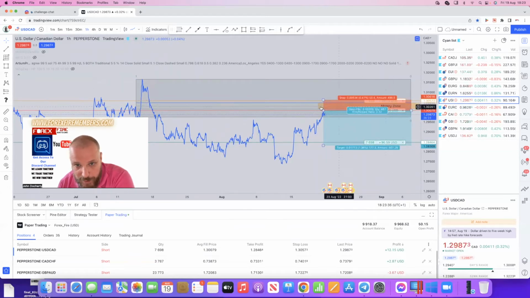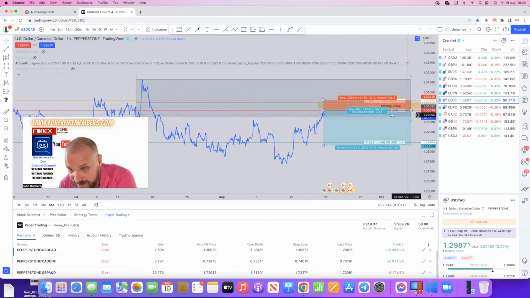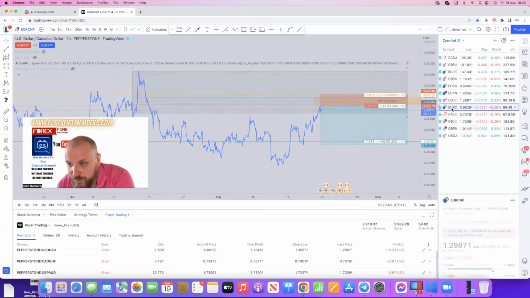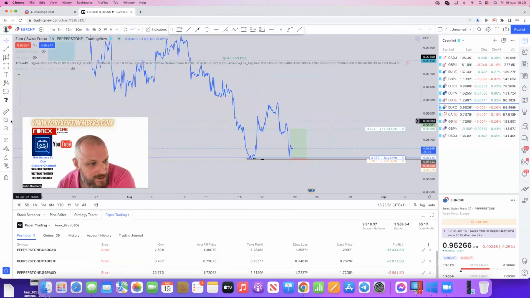You see where the yellow bit is? It's come back in. It's wicked, very beautiful. It's wicked to the pip on that. That's fantastic. Nice bit of profit at the minute with around about £12 odd. Okay. Euro CAD. Again, I've got a limit order on a buy.